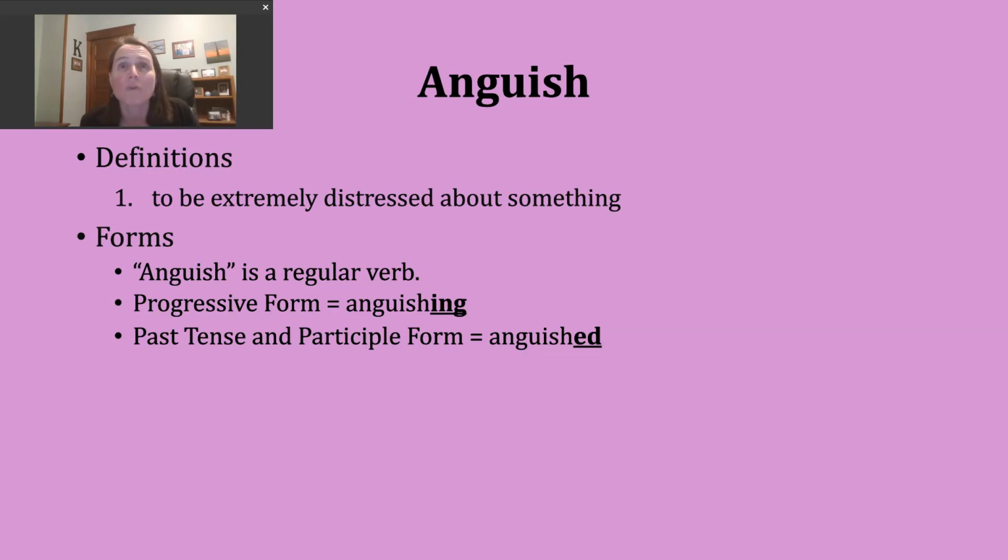ends in an unvoiced sh sound. This means the ed ending is going to make a t sound, and we're not going to add an extra syllable when we pronounce that ed ending. The past tense and the participle form of the verb should sound like this: anguished, anguished.